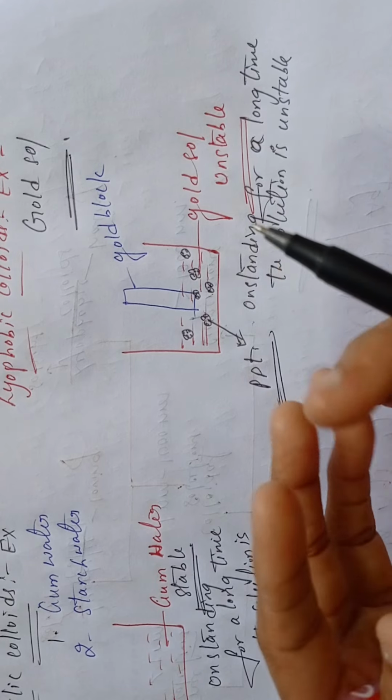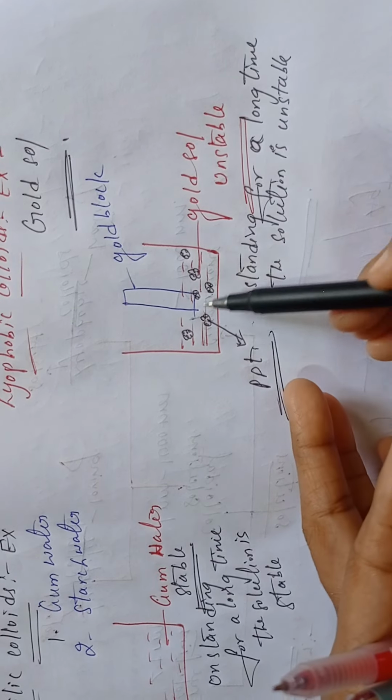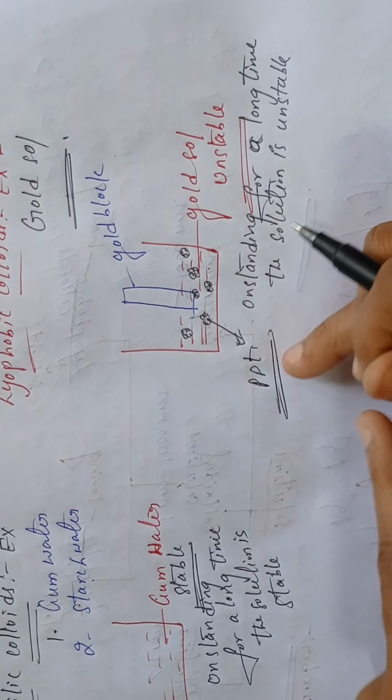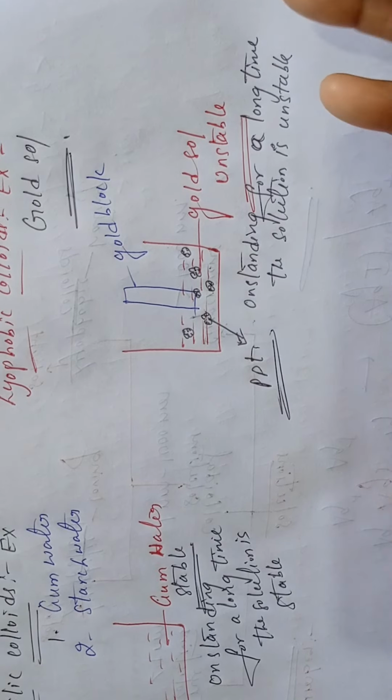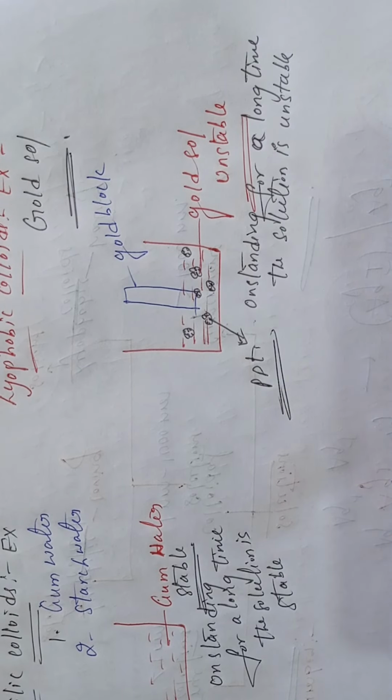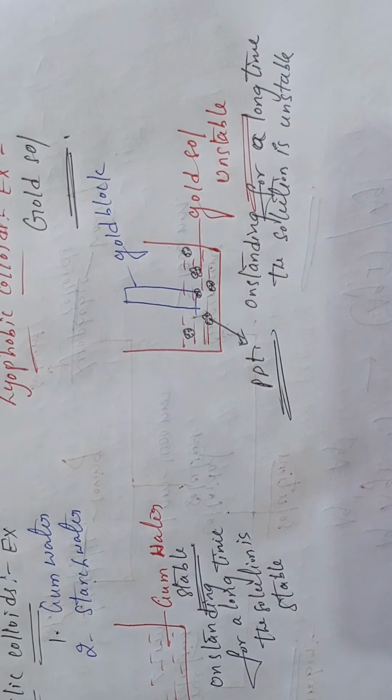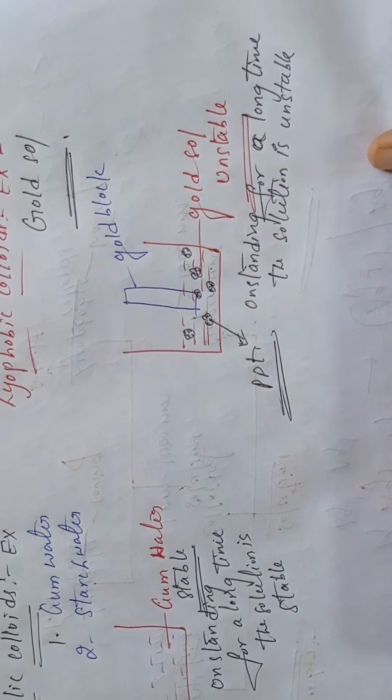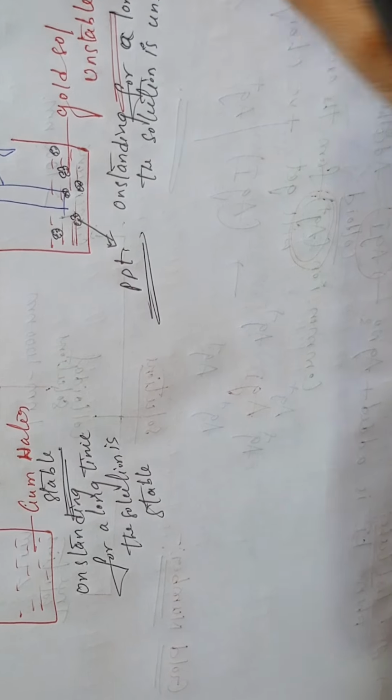Gold particles come closer to each other and form the lumps. Are you clear? That is called precipitate. Precipitate is formed. Now we want to make the lyophobic solution stable, students. How to make it? Now see, students, how to make it.